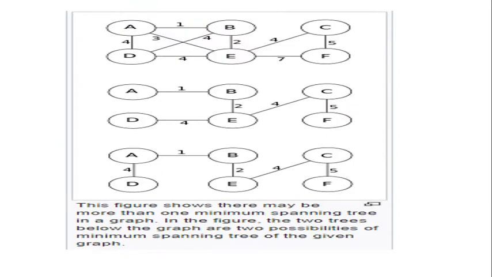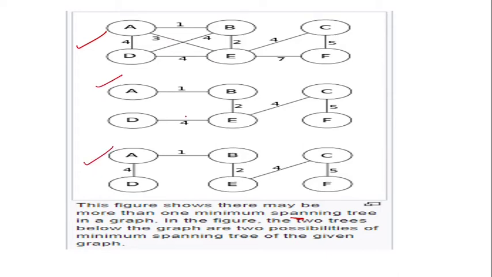Now this figure shows there may be more than one minimum spanning tree in a graph. In the figure, the two trees below the graph are two possibilities of minimum spanning tree of the given graph. Now this is the graph given. Here you can see 1, 3, 4, these all things are there, and in this case you got one minimum spanning tree here, and another minimum spanning tree here.